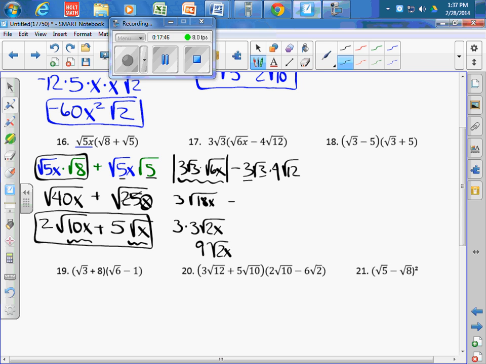Minus 3 times 4, 12. Because we're multiplying here. All this is being multiplied here, right? So radical 3 times 12 is 36. What is the square root of 36? Well, it's 6. 12 times 6, 72, so minus 72.